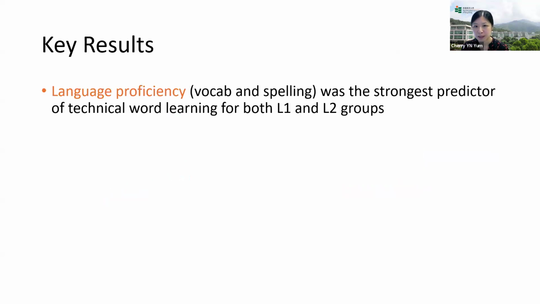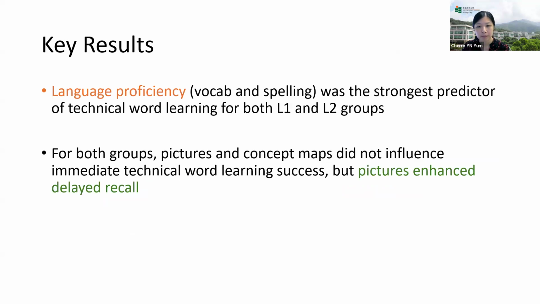Okay, so quick summary. We see 3 key results. First is that language proficiency, as measured by the vocab test and the spelling test, was the strongest predictor of technical word learning across L1 and L2 groups. And we see that for both groups, multimodal presentations in the form of pictures and concept maps did not influence immediate technical word learning success.